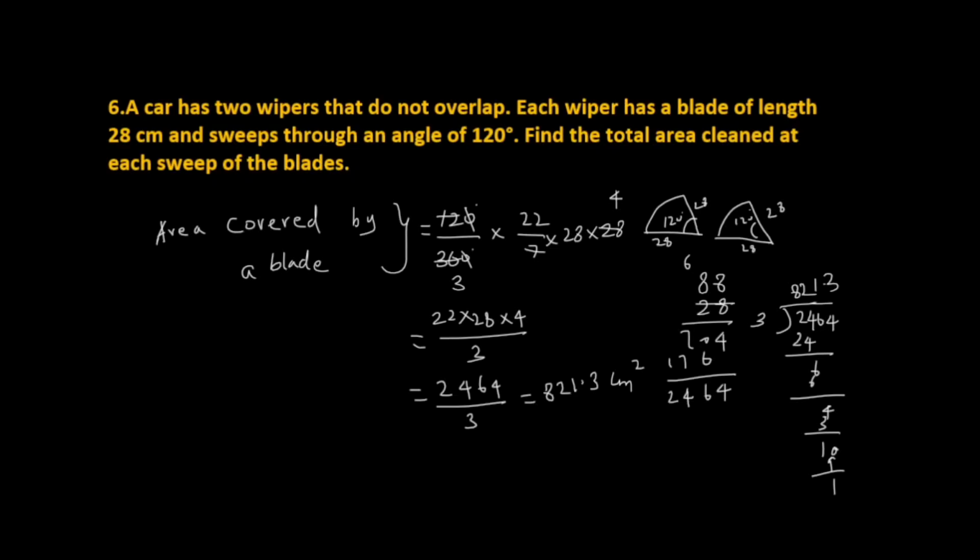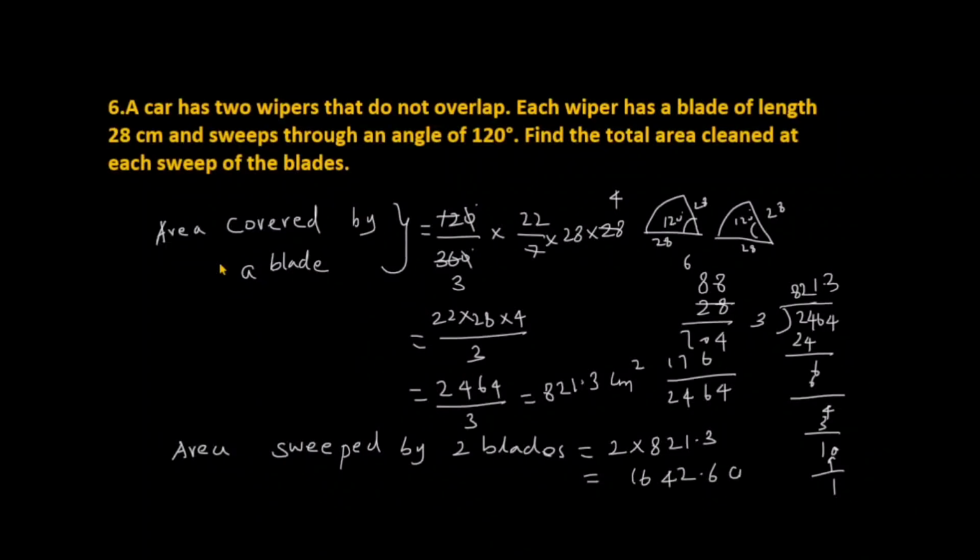So area of 2 blades is equal to 2 times 821.3, so 1642.6 centimeter squared.